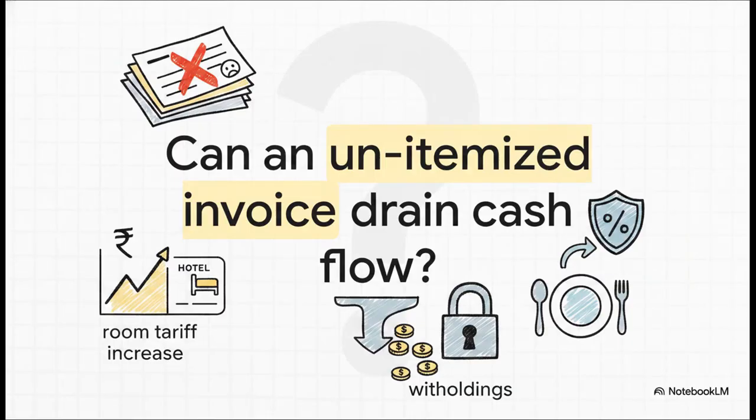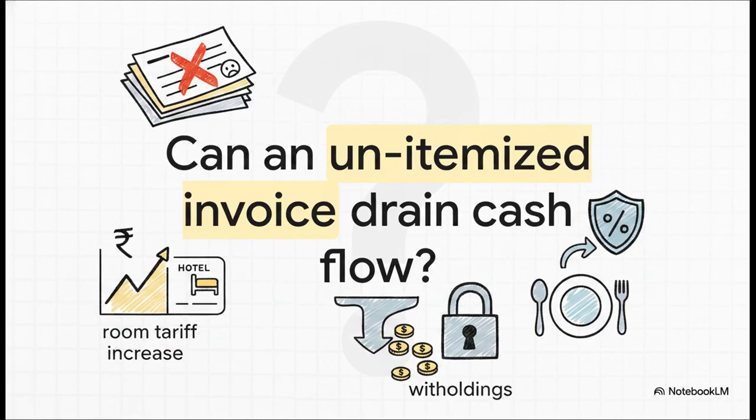Picture this. Your hotel just hosted a massive corporate banquet. You send over the bill, and suddenly, boom, you realize a huge chunk of your revenue is trapped in withholdings. Why? Just because of a simple formatting error on your invoice. Seriously, how does a single, unitemized invoice trigger such a massive cash flow drain?